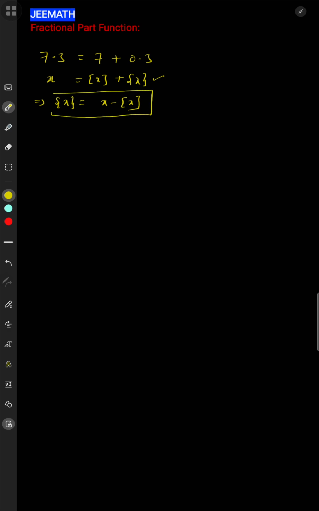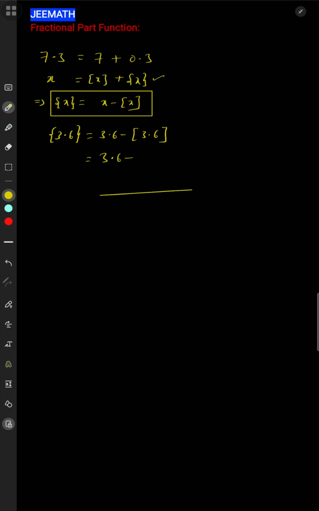Now, we'll say this is the basic equation. If you want to get the fractional part of any number, you have to substitute that number in place of x on both sides, so that we'll get the fractional part of that number. For example, 3.6 is there. You substitute it in place of x on both sides, then getting what? 3.6 minus [3.6]. So this is equal to 3.6 minus what is [3.6].